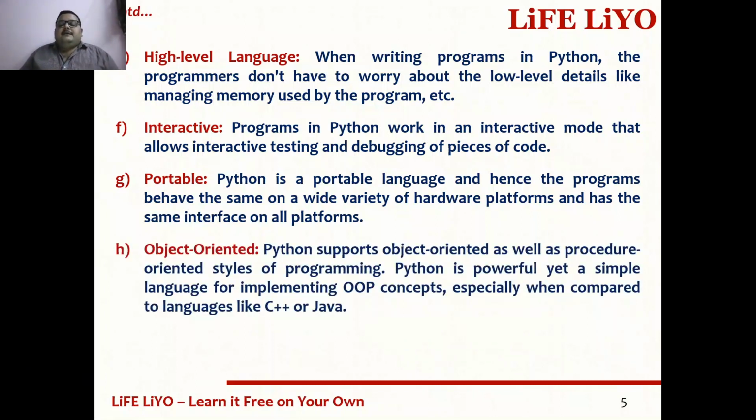Object oriented. The main and important feature of Python is that it not only supports the normal structure orientation, but also supports object orientation. Basically, most programming languages follow a procedure oriented style, but Python supports procedure oriented as well as object oriented.